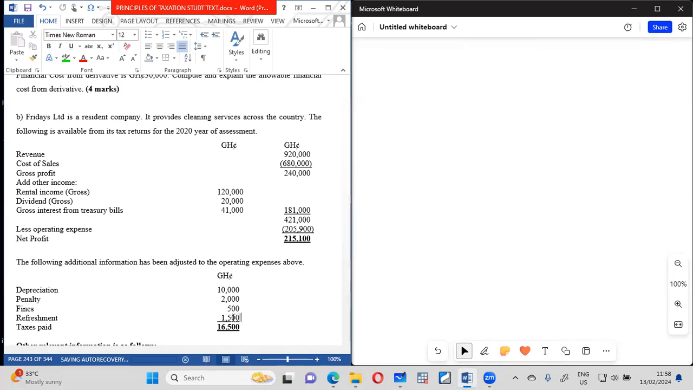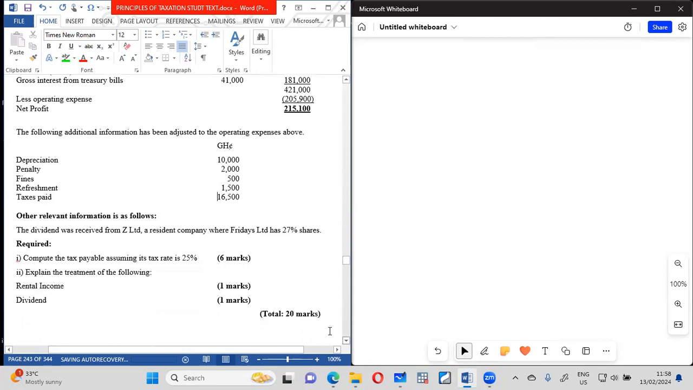Then there shouldn't be any underline here, because this is also for tax paid. All right. So that is that. That tax paid should also be added back. So they are basically showing us certain things to add back. The dividend was received from Z Limited, a resident company, where he owns 27%.